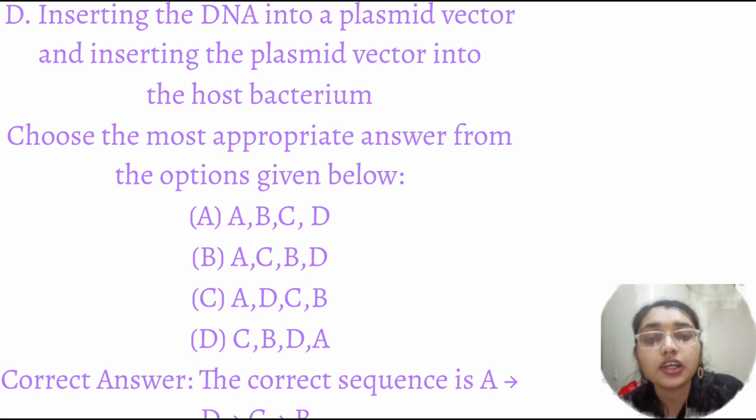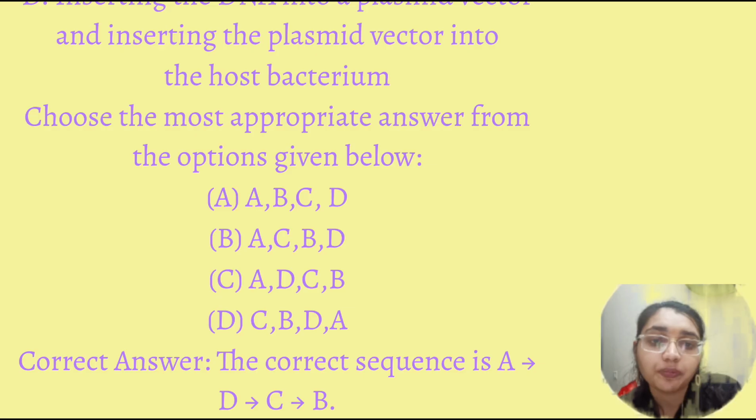Prior to the cloning we will identify the transformed bacteria, and after that switching on the gene action is the last step here in the E. coli. These are the steps of E. coli for insulin production. So A, D, C, B is the correct answer.